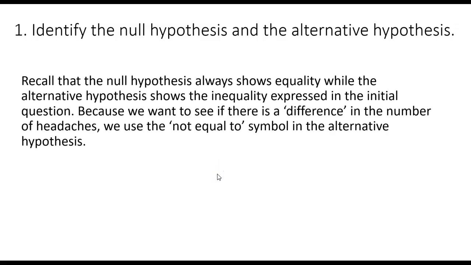Recall that the null hypothesis is always equality. It's got the equal sign, while the alternative hypothesis shows the inequality, which could be less than, greater than, or not equal to. In this particular example, we want to see if there is a difference in the number of headaches. Therefore, we're going to use that not equal to, because we're just showing a difference. Therefore, our null hypothesis will be mu sub d equals 0. So the mean of the difference would be 0. And then the alternative hypothesis would be mu sub d is not equal to 0. As we know, because we have not equal to in our alternative hypothesis, this will be a two-tailed test.